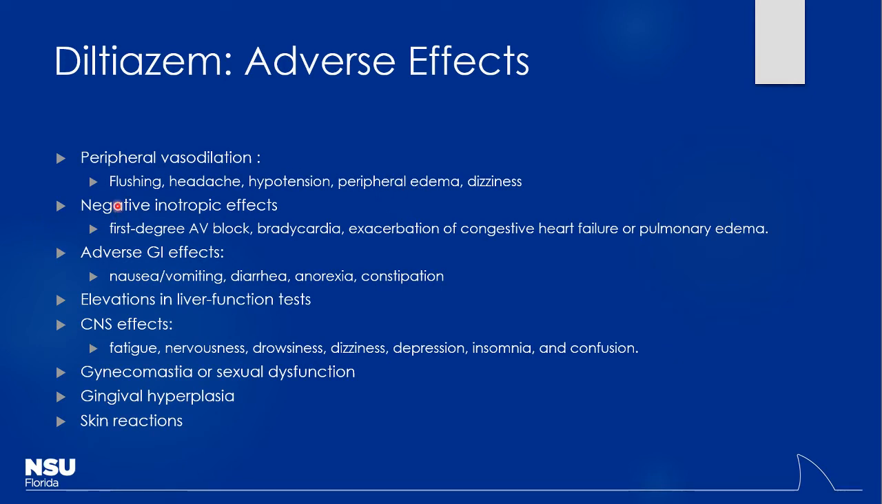And then we mentioned the negative inotropic effect, so you expect to see bradycardia, but you can see AV block. You really can see exacerbation of CHF, which you have to be really careful of because, again, there's decreased contractility in the ventricle. Where is that fluid going to back up potentially? Back into the lungs, right? So you can see pulmonary edema develop from that, right?